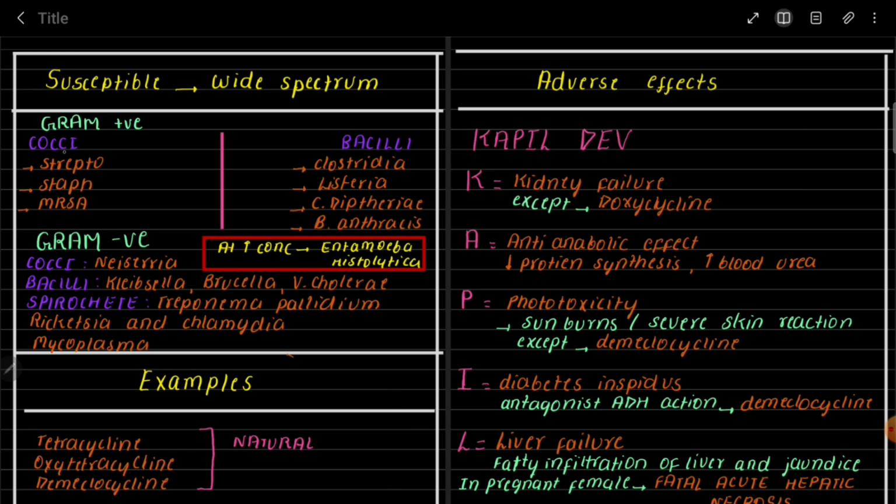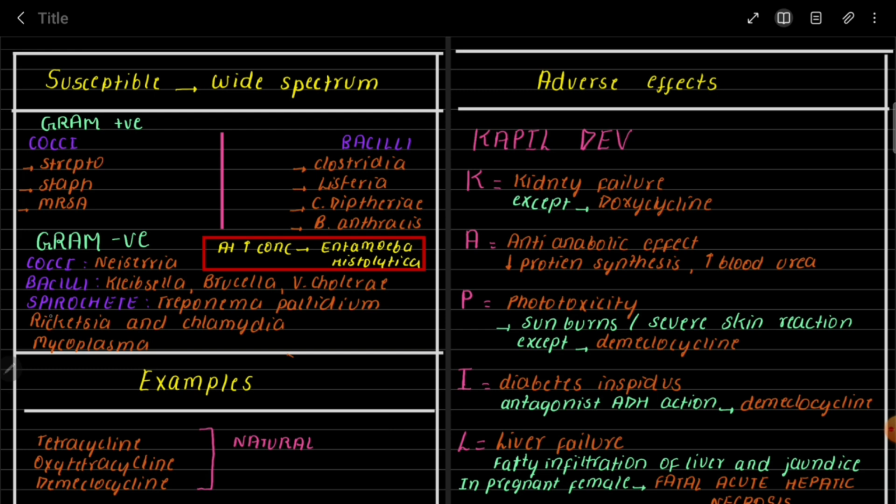The gram-positive cocci which are susceptible are Streptococcus, Staphylococcus and MRSA or methicillin-resistant Staphylococcus aureus. Next we have a few gram-positive bacilli, that is Clostridia, Listeria, Corynebacterium diphtheriae, Bacillus anthracis. Now let us come to the gram-negative organisms. For gram-negative cocci, you can remember Neisseria. For gram-negative bacilli, you can remember Klebsiella, Brucella, Vibrio cholerae, and many more.